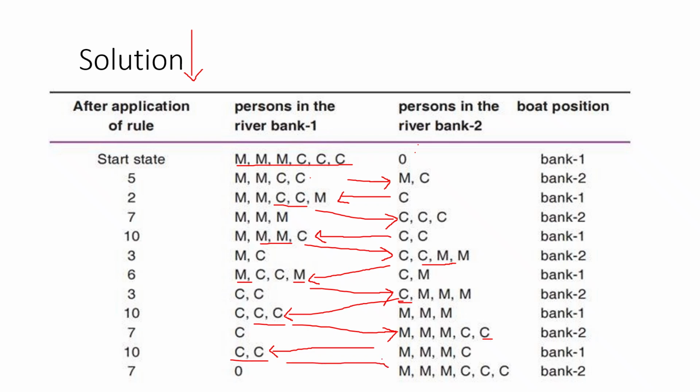Now three missionaries and three cannibals are all on bank 2. So this is the solution for the missionaries and cannibals problem.